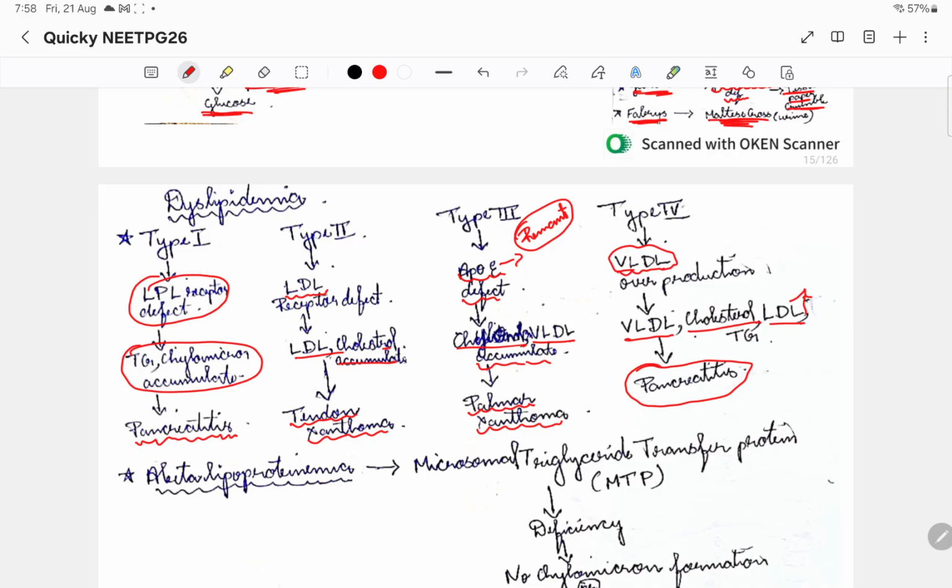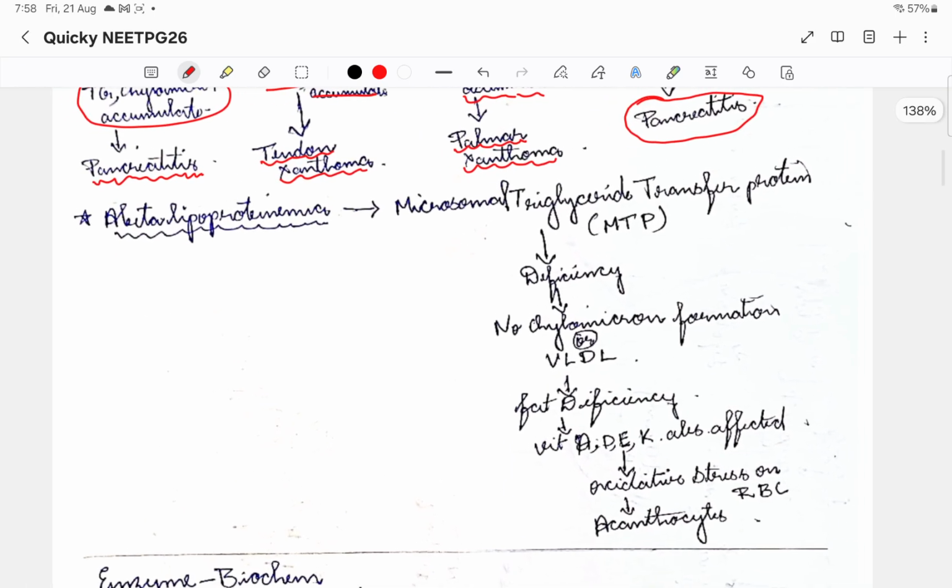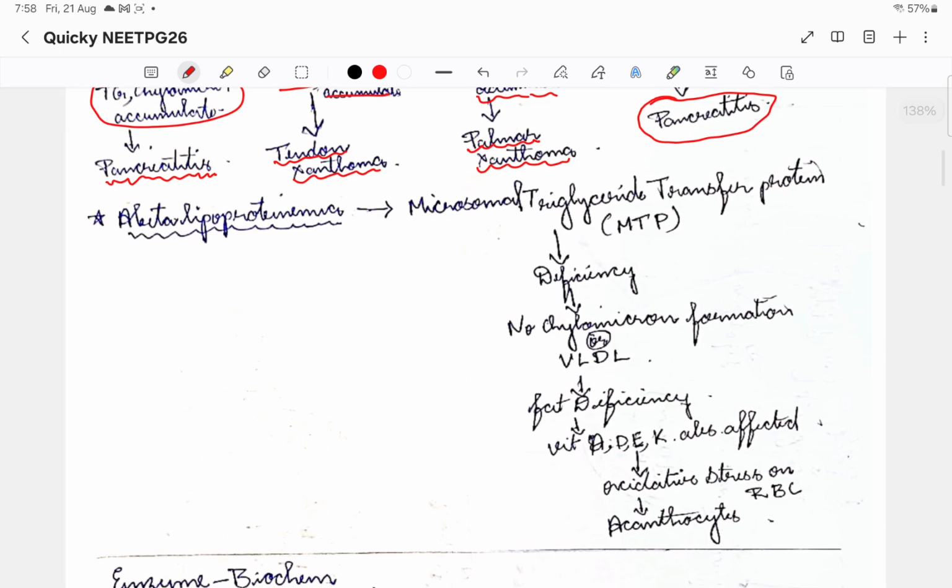So you should differentiate based on the laboratory values that they'll give you. Okay, this is the basic pathogenesis behind this dyslipidemia. I also want you guys to remember there's something called abetalipoproteinemia, where there is MTP, that is microsomal triglyceride transfer protein, deficiency. So there is no formation of chylomicron or VLDL. Okay, so here the fat absorption itself is not there.